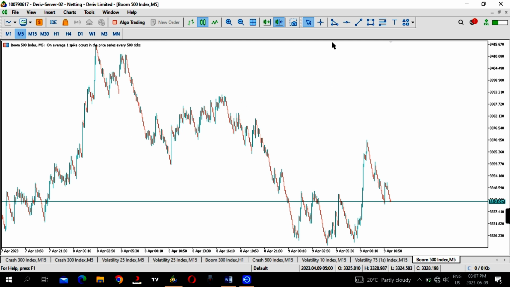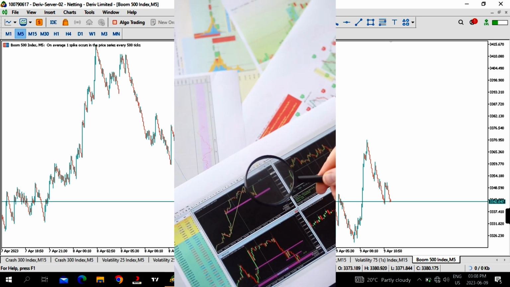So what you have to do when you're trading boom and crash is, first of all, you don't enter before a consolidation. You don't enter in the middle of nowhere, right? So you have to find a perfect entry spot. How do you do that?